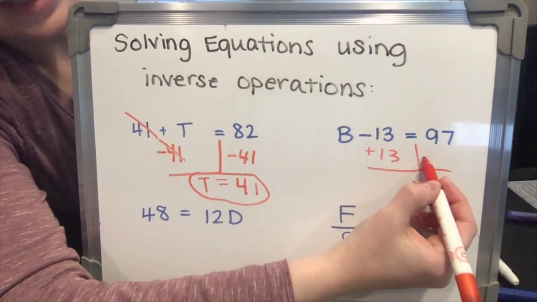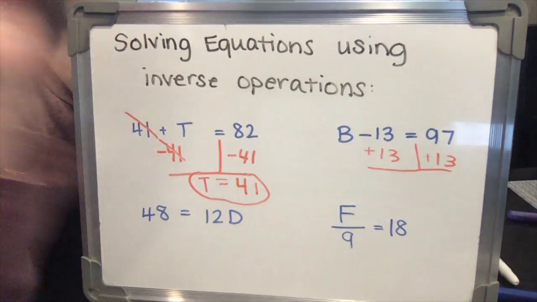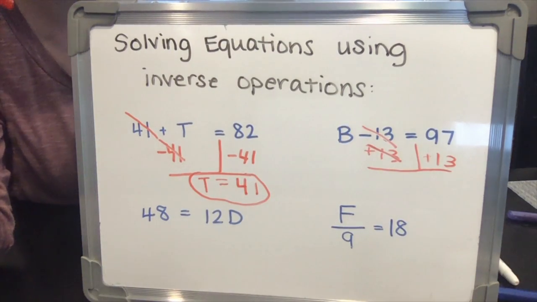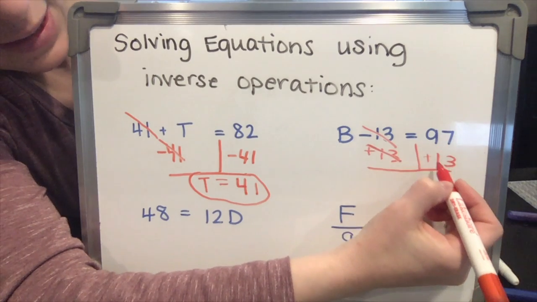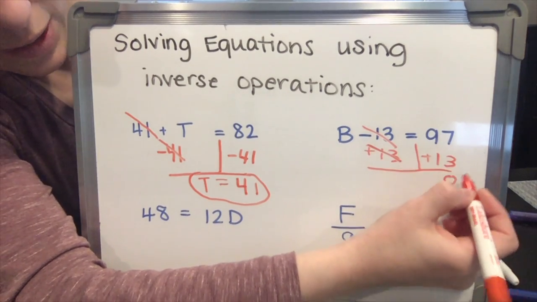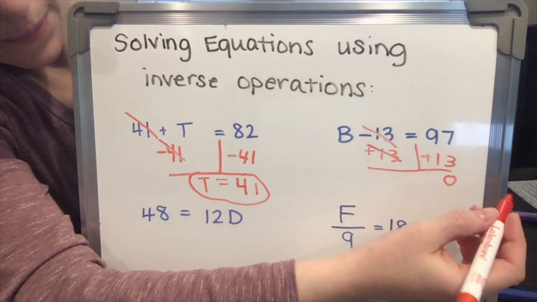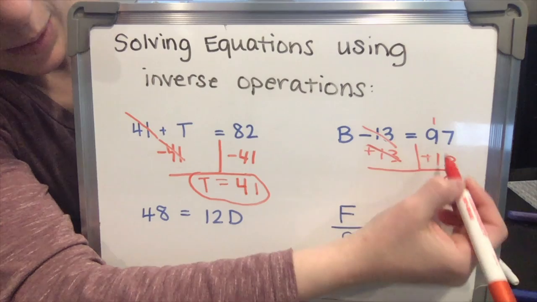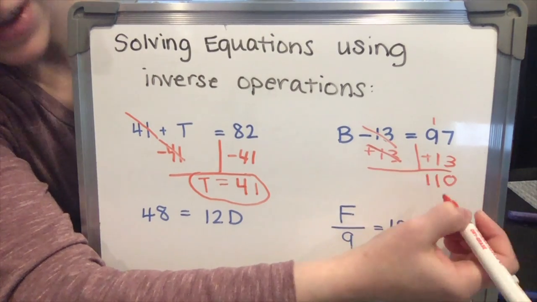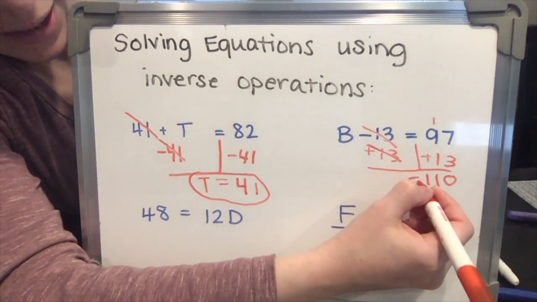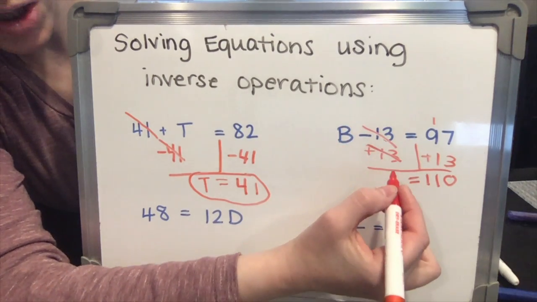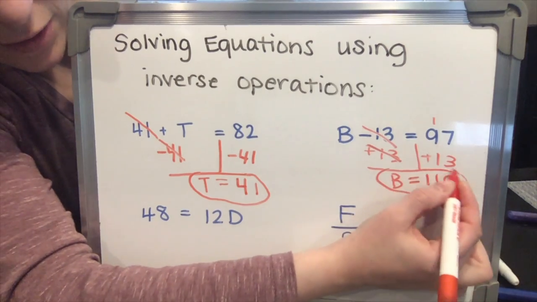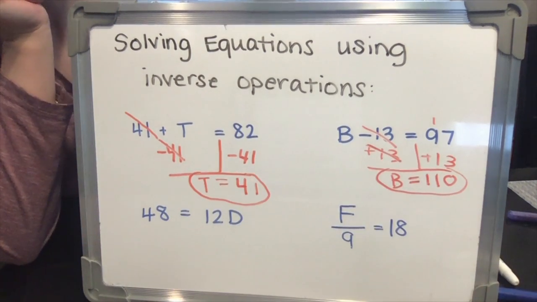If I add it on this side of the equation, I'm going to add it on this side of the equation. I like to cancel out my perfectly inverse pieces. And then I'm going to do 97 plus 13 over here. So 97: 7 plus 3 is 10, and 9 plus 1 is 10, plus another one is 11. I got 110. I'm going to bring down my equals, and the 13s were gone since we used inverse operations, so I just have a letter B. My answer is B equals 110.